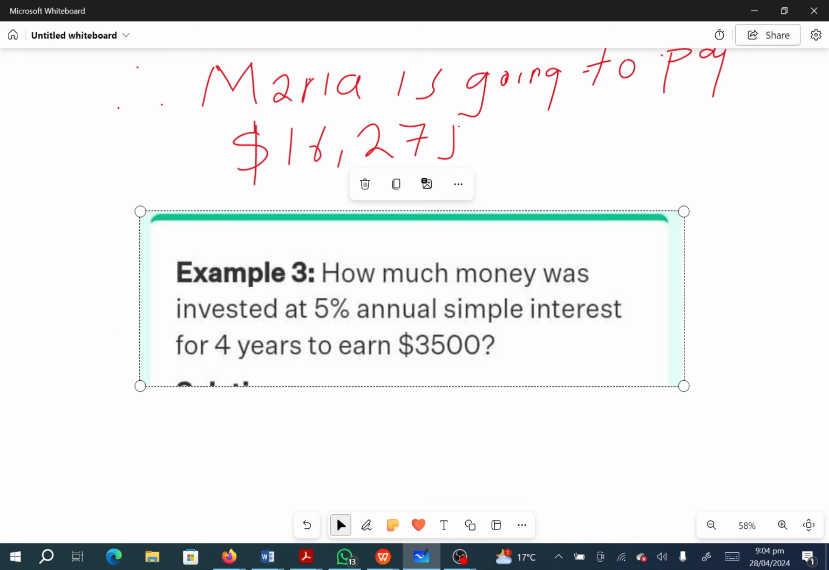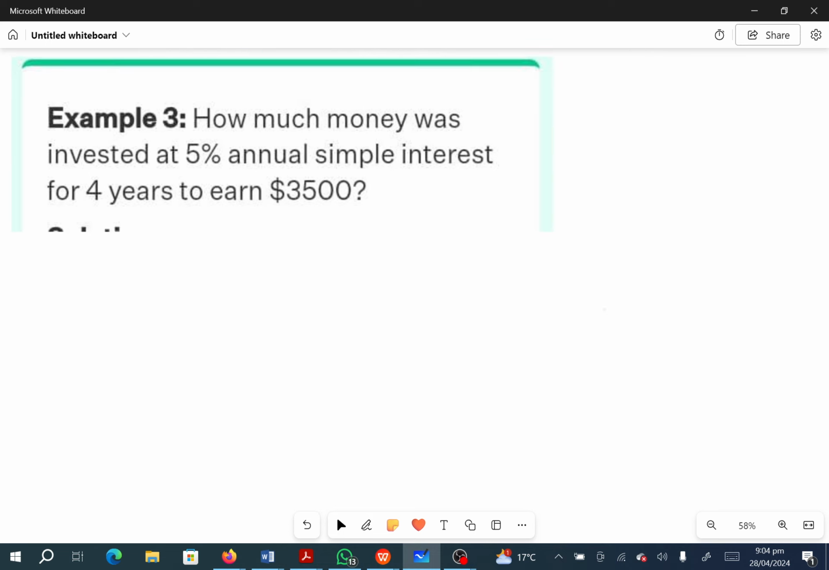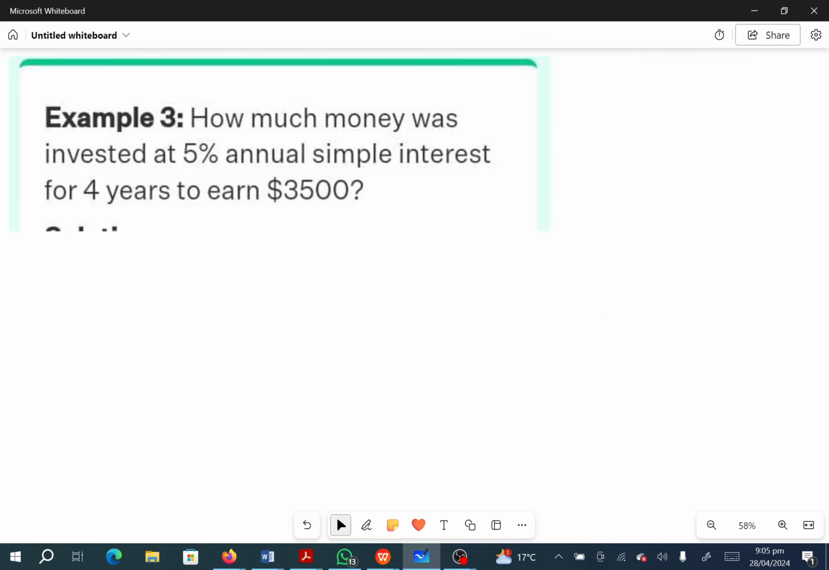Okay, so we are now looking at example 3. Example 3 is telling us how much was invested at 5% annual interest for 4 years to earn 3,500. Sorry, I think let me take it back to the same question, example 2.